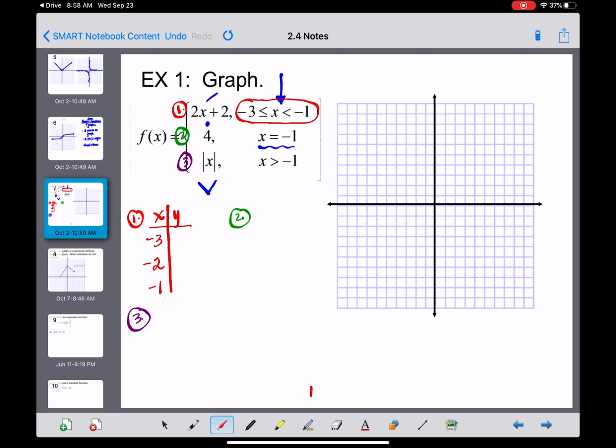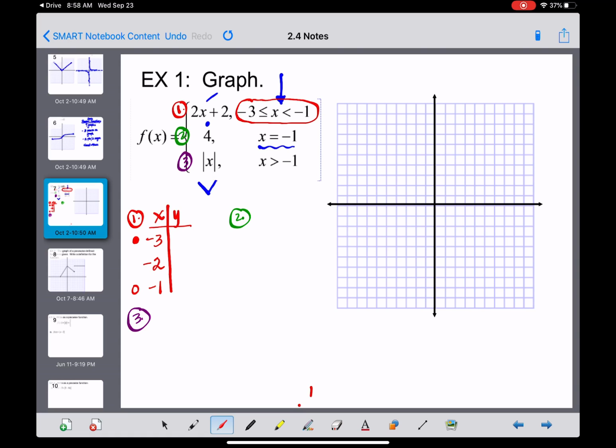Now, negative 3, it says x is greater than or equal to negative 3 if I read it from right to left, or negative 3 is less than or equal to x. Well, the equal to means this is going to have an endpoint that is filled in, and then it's got to be less than negative 1. That's going to have an endpoint that is open. Even though it says less than negative 1, I realize that negative 1 is not less than negative 1, but it still serves as an endpoint. So I still need to put it in my table if it's in my equation.